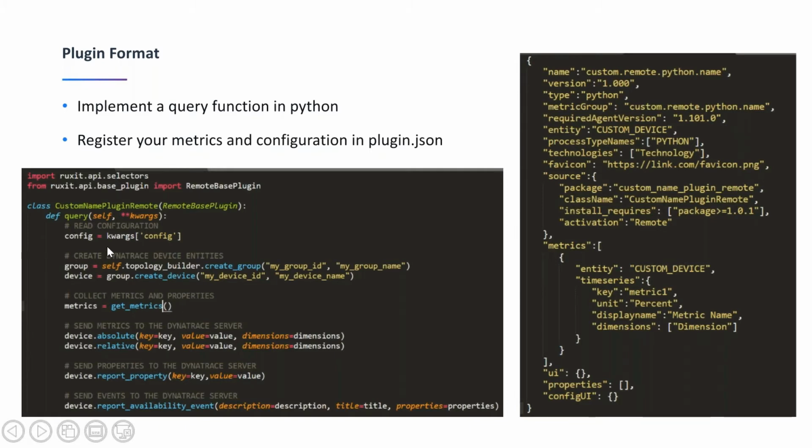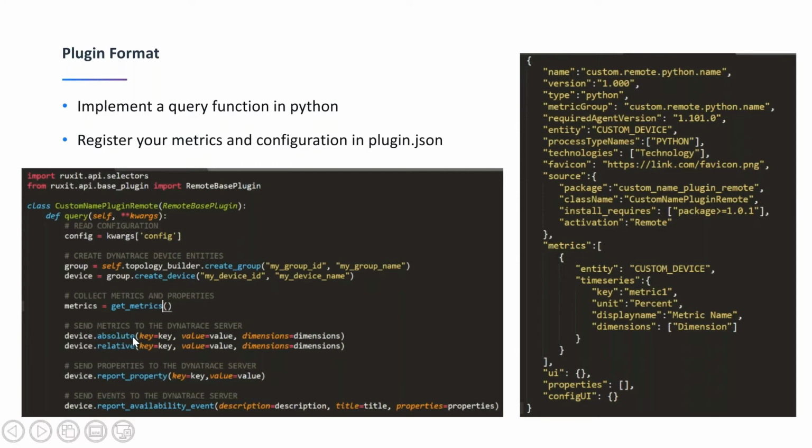It reads in whatever configuration you want to send it, and however you want to make use of that. It creates the entities in Dynatrace. Dynatrace has nicely provided the methods for you to be able to do that. So that's where you create the group with this topology builder create group, give it an ID and a name. You create the device as part of that group. Same thing with a device ID and a device name. You then, this is generally your custom bit, say, how do I get my metrics? Define them, build them up. And then it's just a case of sending those metrics to Dynatrace.